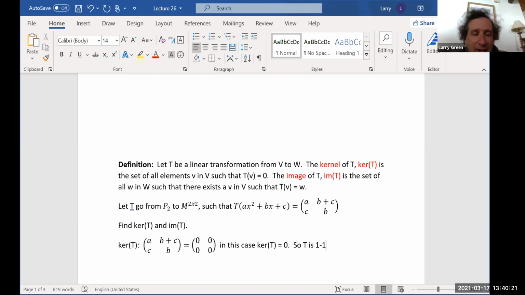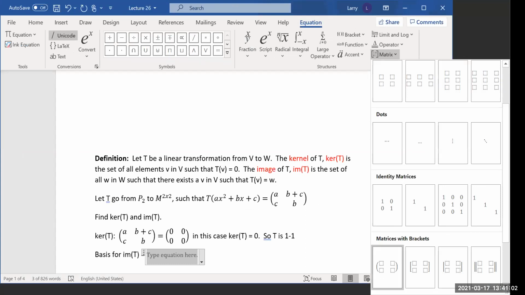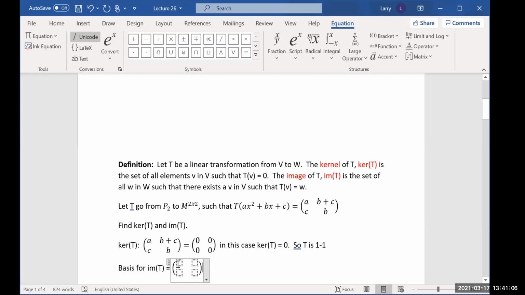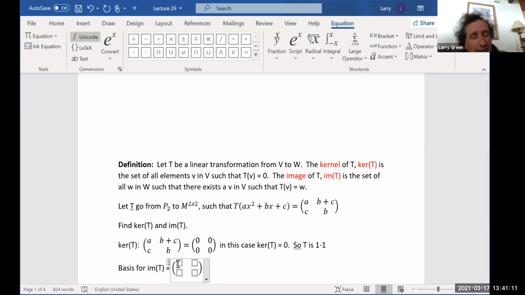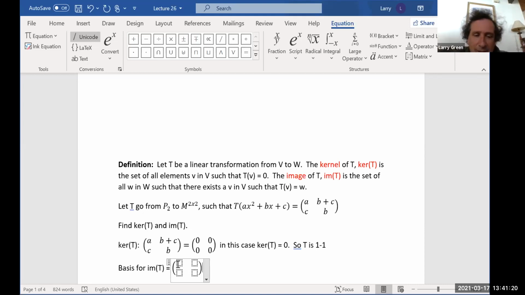So we know T is not onto, but we can find the image. So the image of T is not going to be all matrices. Any questions on that? So what we want to do is find a basis for the image. How do we find a basis for the image? This came from last time. I remember there's a theorem that if it's one-to-one, then a basis for the image will be the set of vectors that come from a basis of the domain.